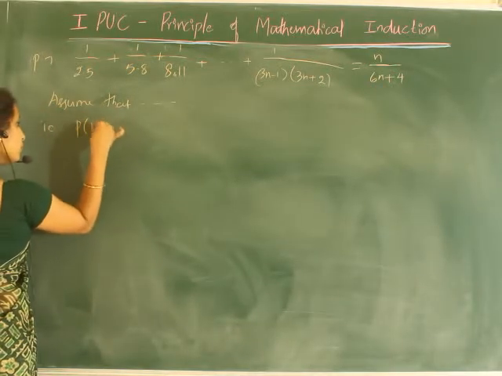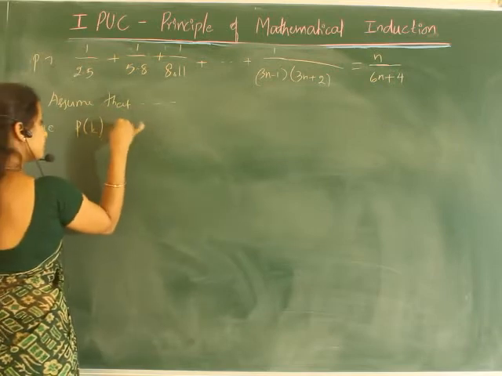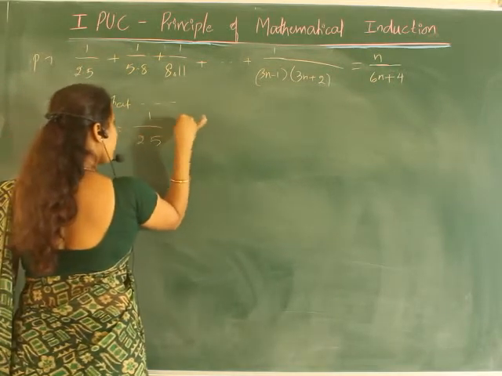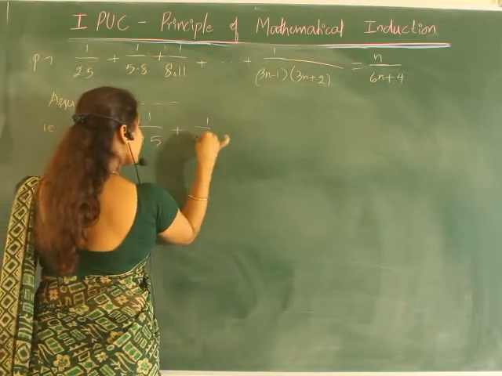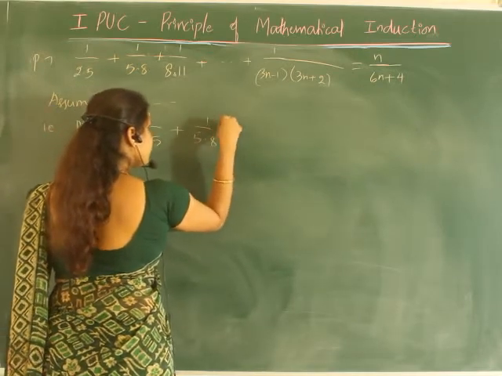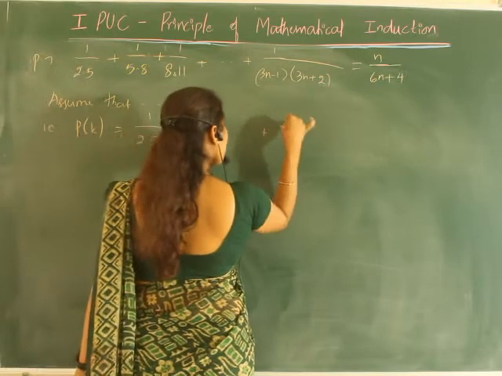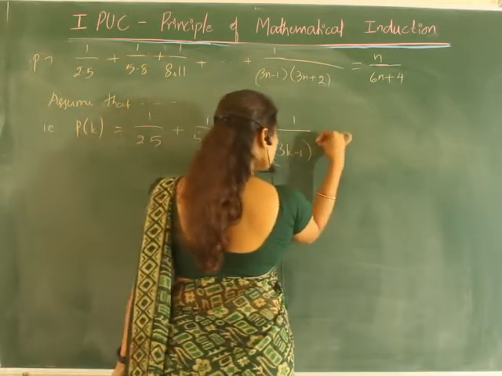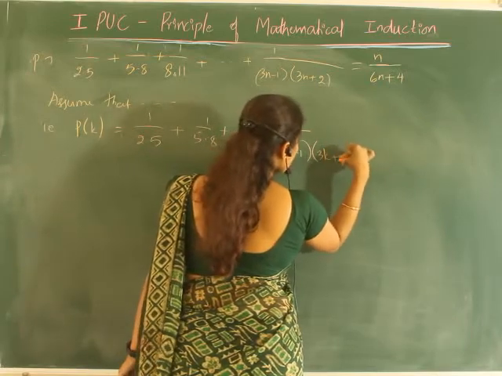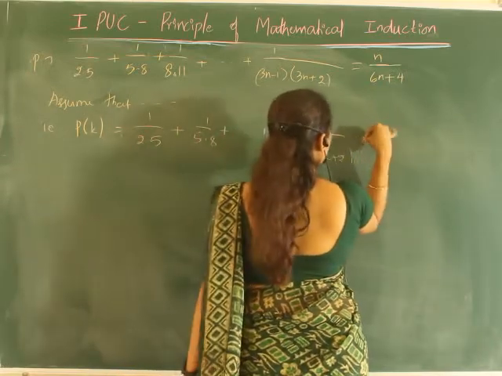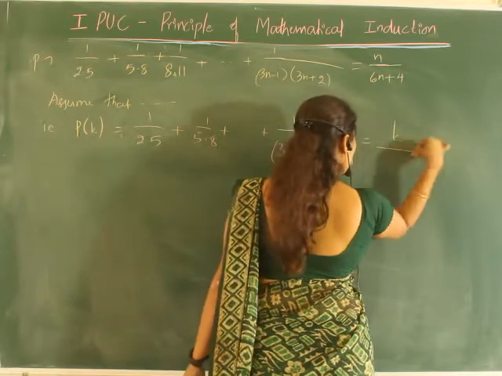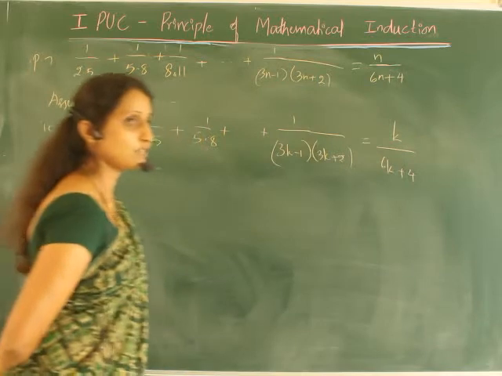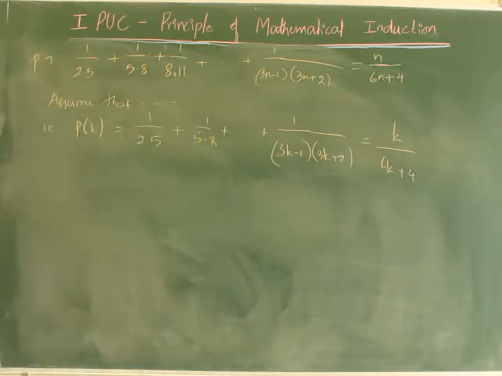So complete the sentence. Assume that the given statement is true for some positive integer k, that is P of k is equal to 1 by 2 into 5, 2 into 5, 3k minus 1, 3k plus 2, k by 6k plus 4. So this is for k. So this is our assumption also.